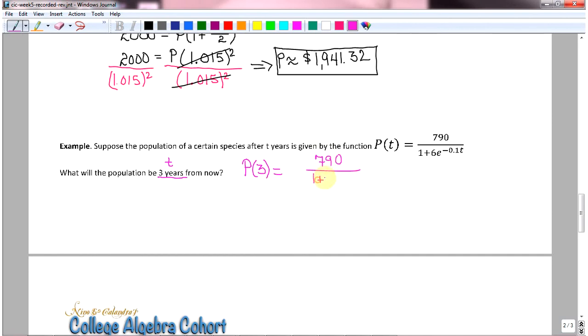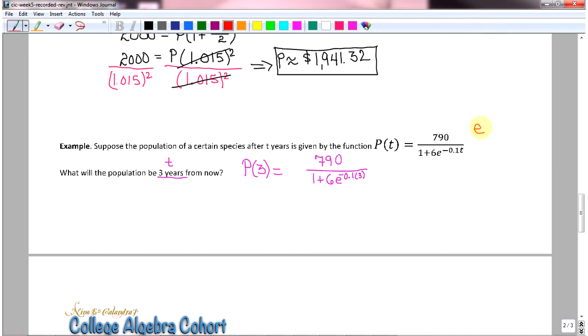So 790 divided by 1 plus 6e to the negative 0.1 times 3. Now let me make mention about E. This is something that you may see on the assessment, and I will let you know if that's the case.